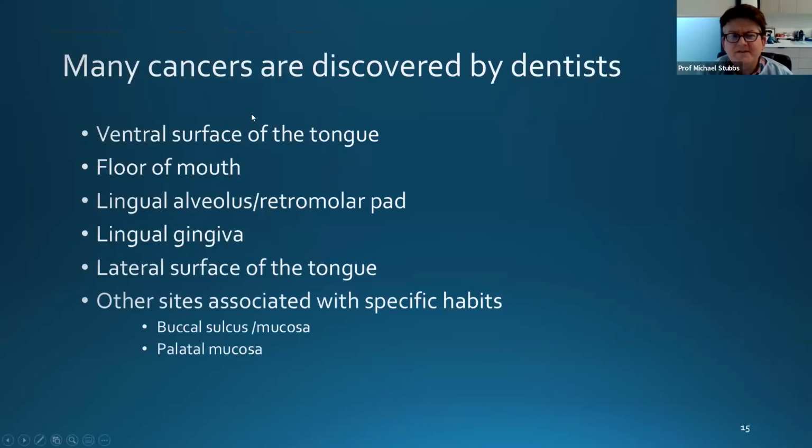So these are the regions that we would generally say. Now, obviously I would tell you, and I think it's fairly obvious, you check every site. But there's especially the ones, the floor of mouth, ventral lateral surface of tongue, and the retromolar pad region, because they're the out of sight, out of way spaces that you can have these problems.